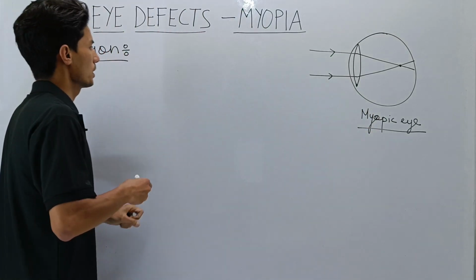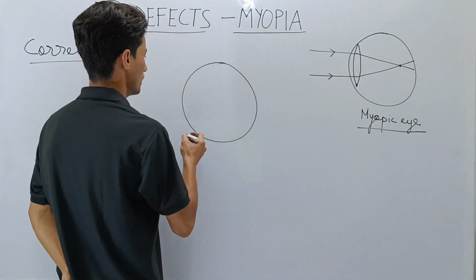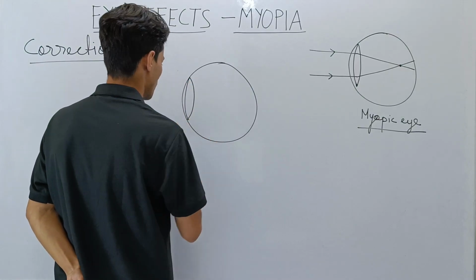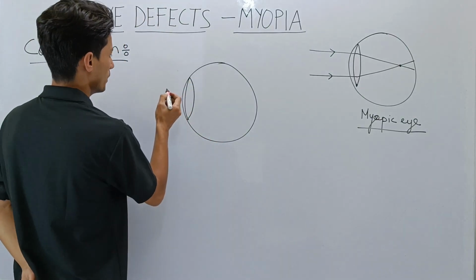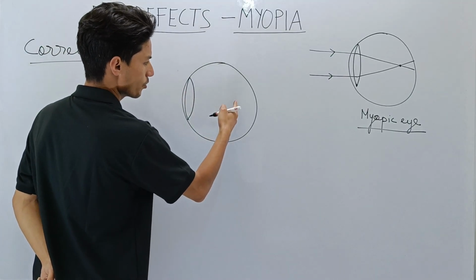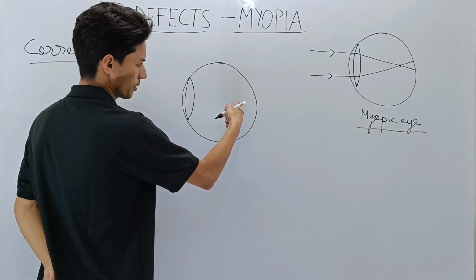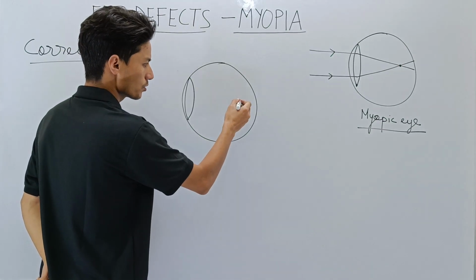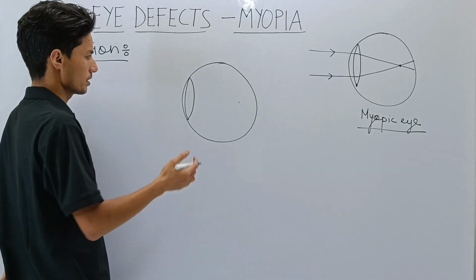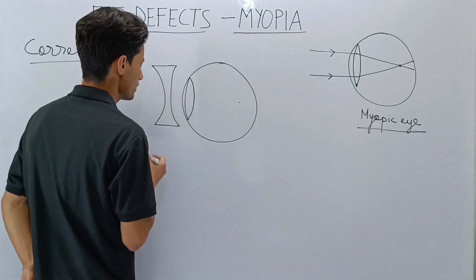Okay, so let us do the correction now. Let us draw the eyeball again, and the lens also will have the same curvature, but this time we will do the correction. So this is the lens, and in this setting the image will be formed here, so the convergence will take place at this point. We don't want the focus to be here. We want the focus to go here. So for that we are using a concave lens. So let's bring the concave lens also.